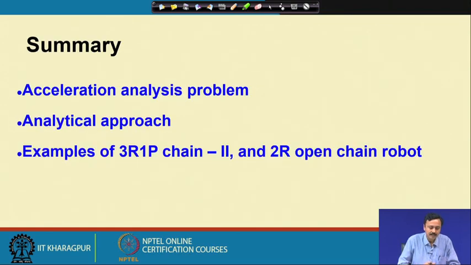So, to summarize, we have looked at the acceleration analysis problem using the analytical approach. We have looked at these examples of 3R 1P chain of type 2 and a 2R open chain planar robot manipulator. So, with that I will conclude this lecture.